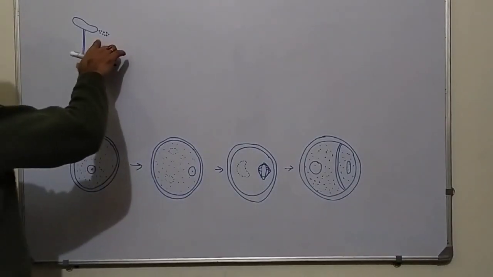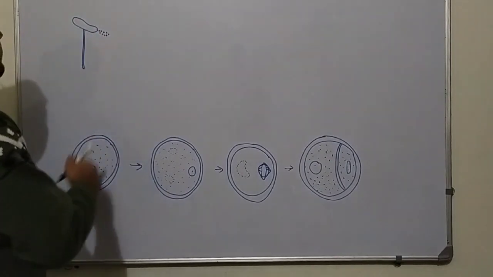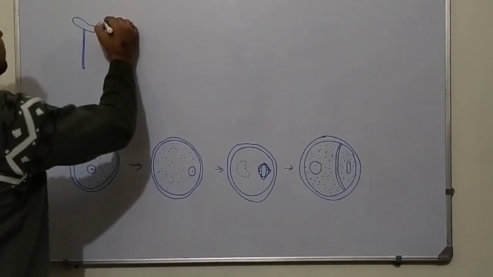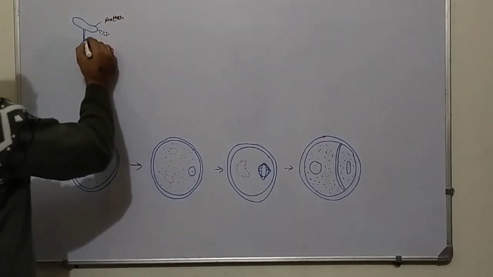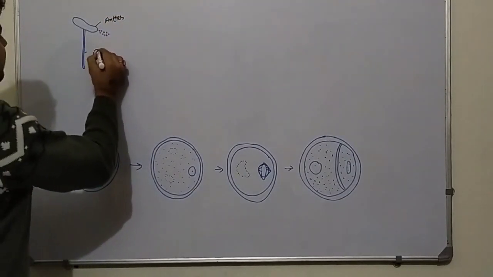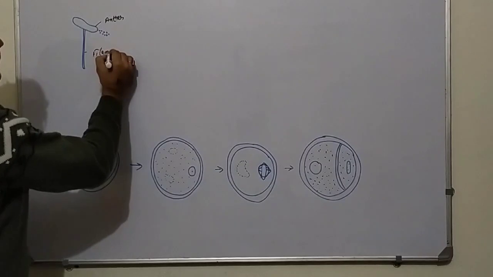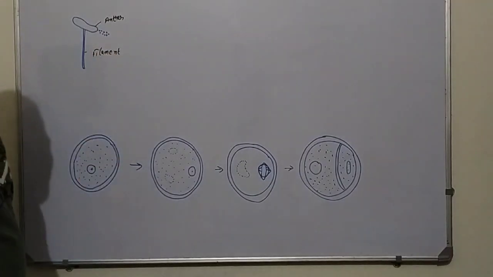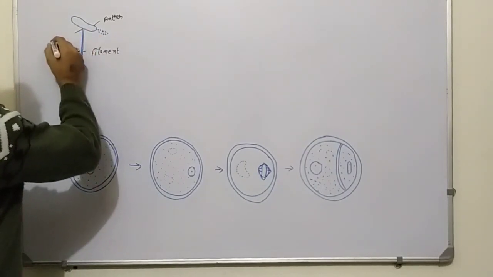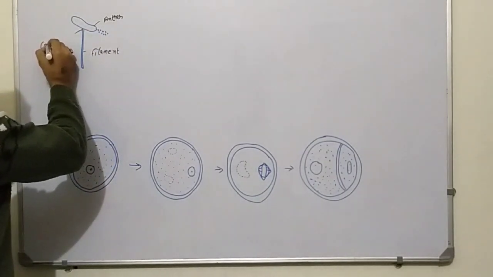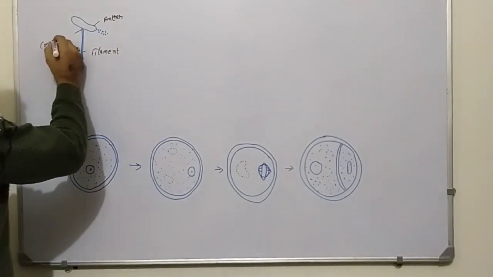This is the anther. When the anther reaches maturity level, it produces pollen grain. This is the filament. Filament is a structure which attaches the anther, and this is the connective. Connective is a portion which connects the anther and the filament.